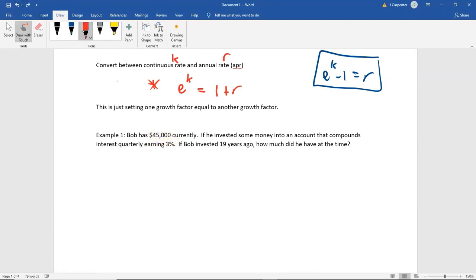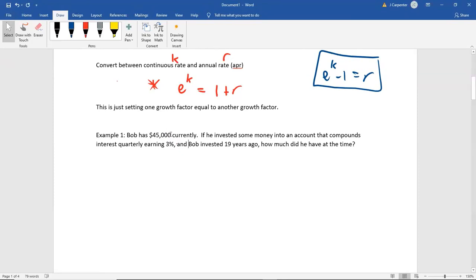All right, Bob has 45,000 currently. Well, that sounds like a starting value, right? That sounds like a starting value. If he invested some money into an account that compounds interest quarterly, earning 3%, I've got compound sentences here going on. And Bob invested 19 years ago. How much did he have at the time?